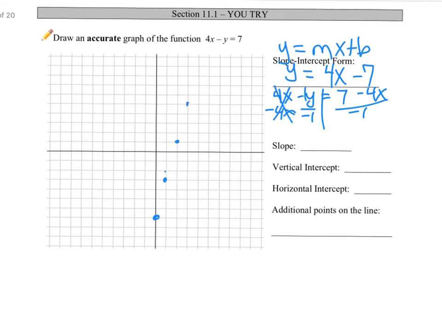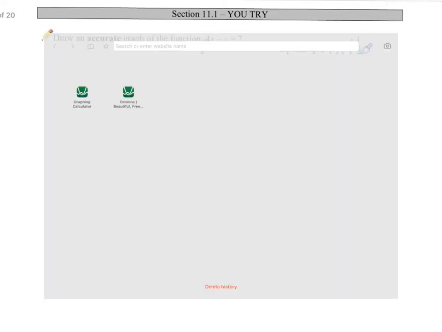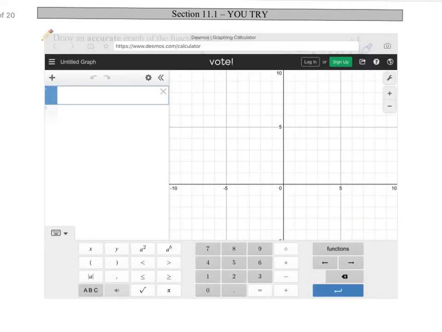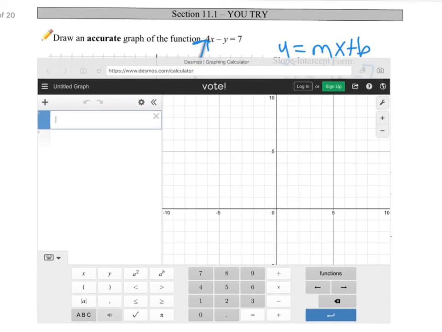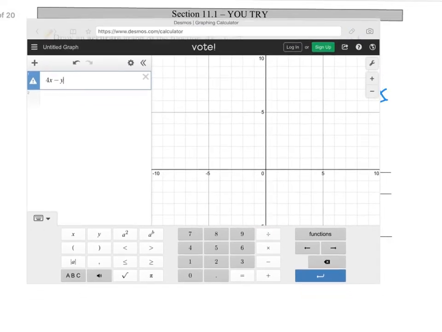Maybe like that. Or you may have, more likely than not, gotten Desmos to do this for you instead, which is absolutely fine. I did mine using the slope and the y-intercept to graph it like we did last year. But if you did it in Desmos, which is what I would expect you to do because that's what I told you to do, and we did 4x minus y equals 7, like that.